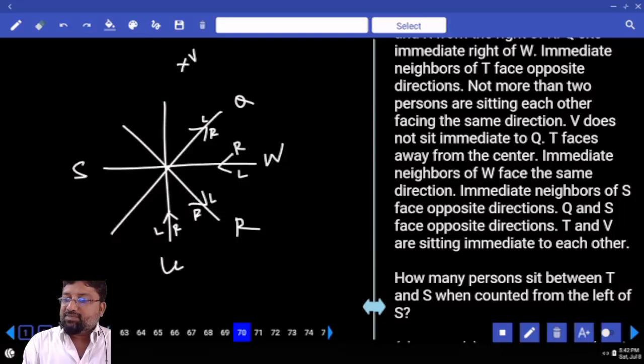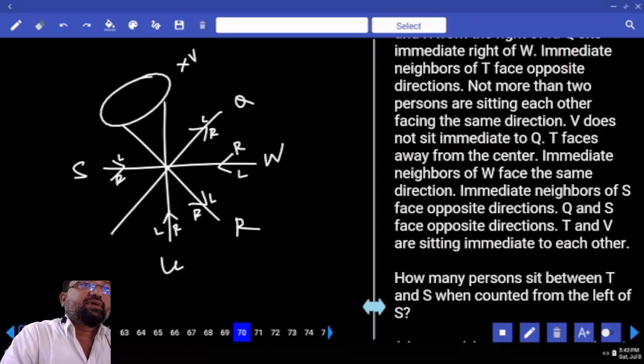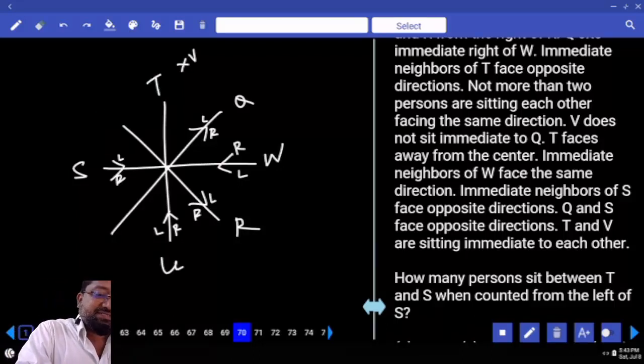Next line. Immediate neighbors of S face opposite directions. Q and S face opposite directions, which means S should be facing inside. Then, T and V are immediate neighbors of each other, so T and V have only one possibility. These two positions should be occupied by T and V because they are immediate neighbors. This is T, this is V.